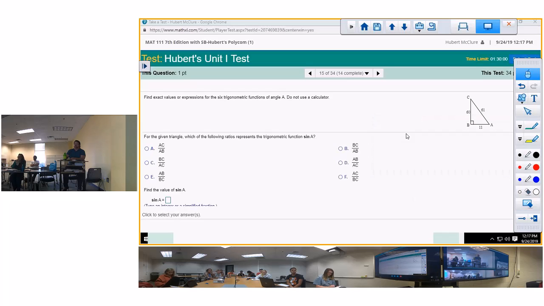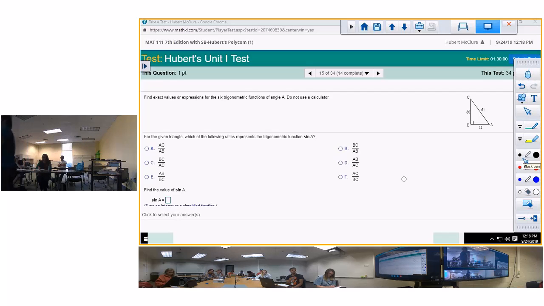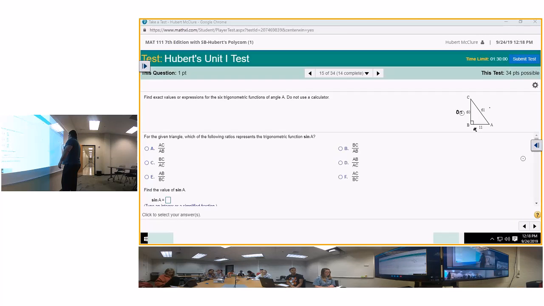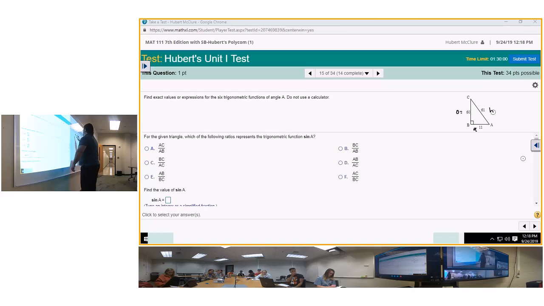Find exact values or expressions for the 6 trigonometric functions. All right, this one's pretty straightforward. They don't ask you the numbers, they ask you all this first. Remember that homework problem? So I'm just going to write, for angle A, this is A, this is O, and this is H. So sine, cosine, tangent, cotangent, secant, cosecant, and I can just go through.